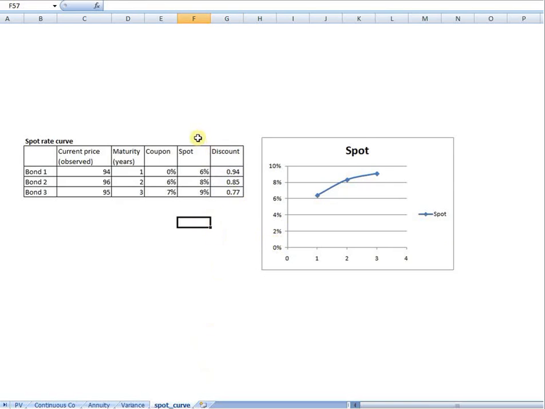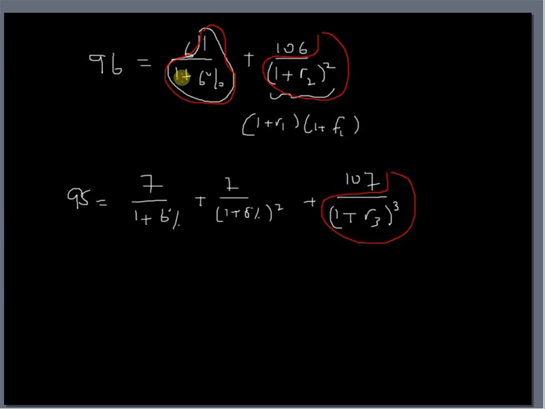Another commonly used term to describe the way that we have done this spot rate curve is bootstrapping. What it means is simply that we are using the interest rate that we obtained for the previous years to obtain the next period's interest rate, which I illustrated just now.